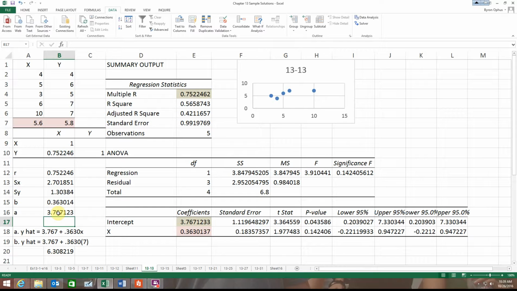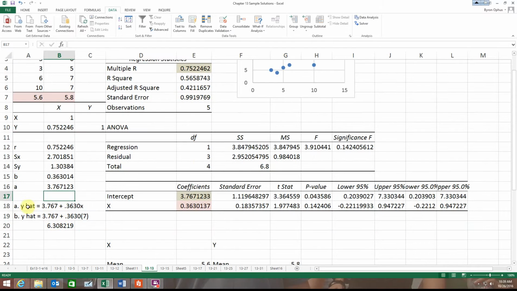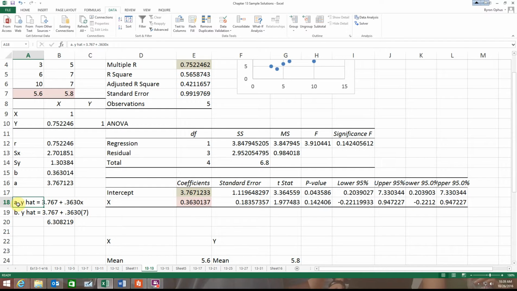Okay, so we'll go back to that general equation then. It says my y hat is equal to A plus B times X. And all that's saying is this. I'm going to answer for my question A: y hat, and I'm calling it y hat because I don't know how to put the little symbol over top of the y, it's easier, is equal to 3.76, or A, plus B, which is 0.363, times X. And that's all they want for A, right?